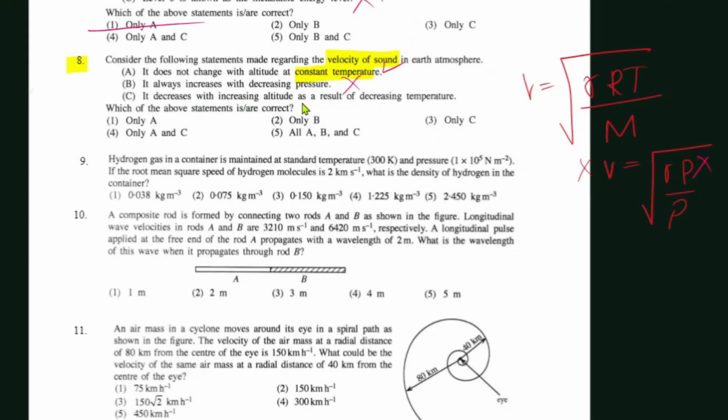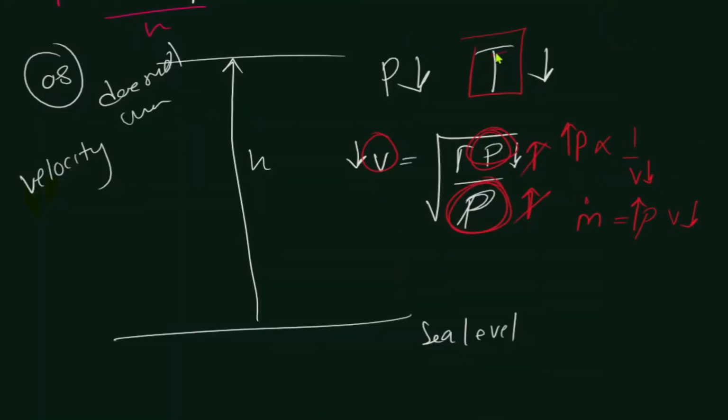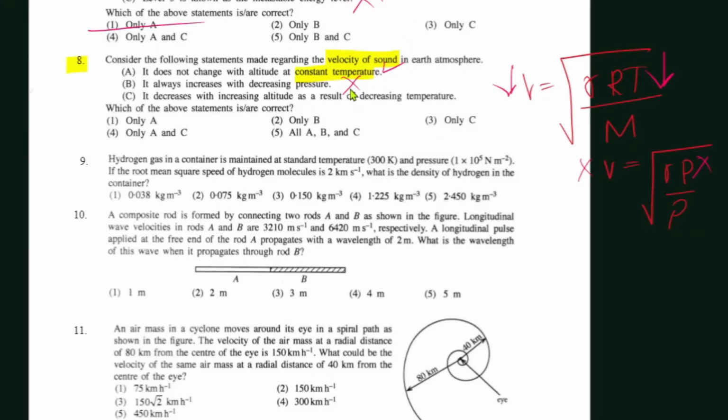It decreases with increasing altitude. So when the altitude increases, the temperature decreases, so therefore the velocity decreases, right? Due to the decrease of temperature, according to V is equal to root gamma RT over capital M, when this decreases, velocity decreases, because velocity depends on the temperature. So it's a quite well-known fact. So therefore this is correct, which means A and C are correct. The fourth one is correct.